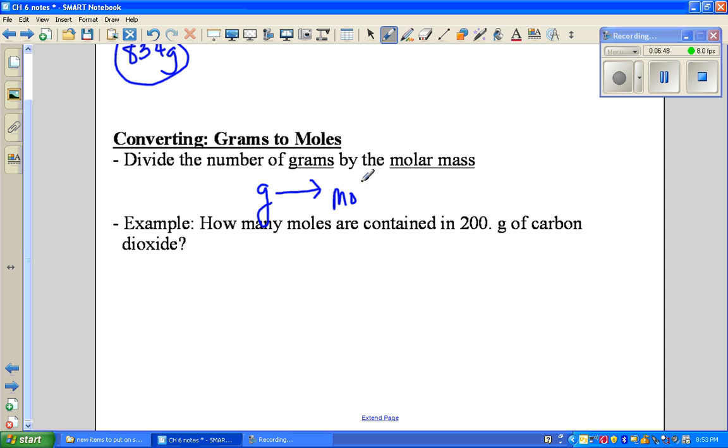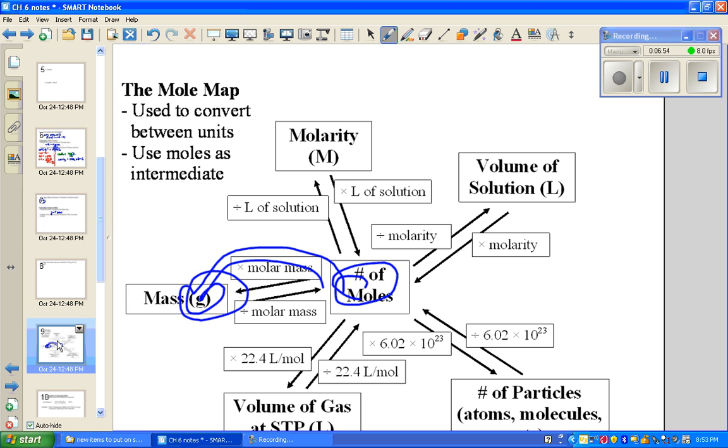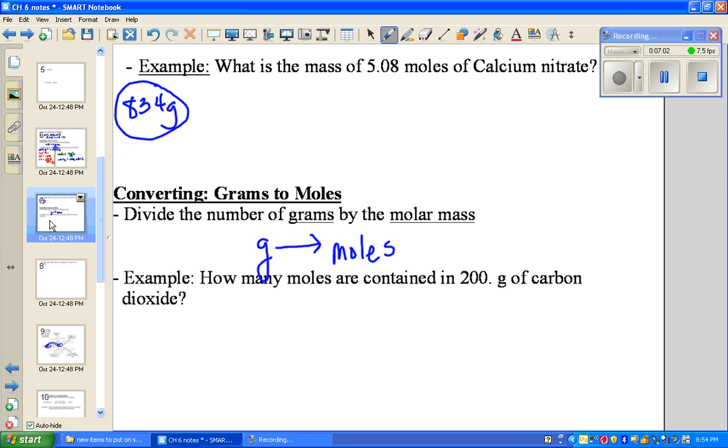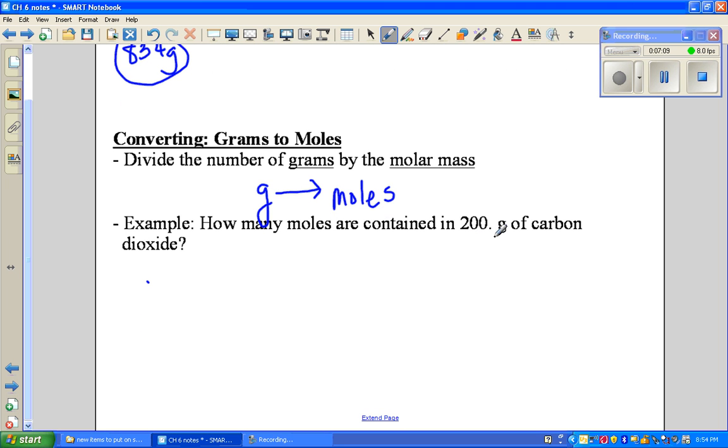So you're going to go ahead and take a look at your mole map, and your mole map is going to show you that if I am given grams and I'm going to go to moles, this time I'm going to divide by my molar mass to get to my answer. Okay, so here's my example. Same thing, it says how many moles are contained in 200 grams of carbon dioxide.